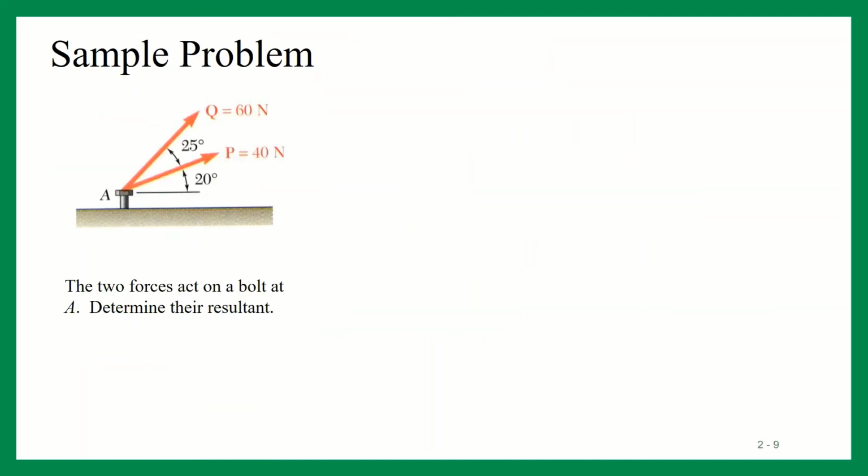Now we will solve a sample problem. This problem contains a bolt, and two forces, P of 40 Newton and Q of 60 Newton, are acting on this bolt. The inclination of force P is 20 degrees from horizontal, while the inclination of force Q is 25 degrees from P. We have to find the resultant of these two forces.